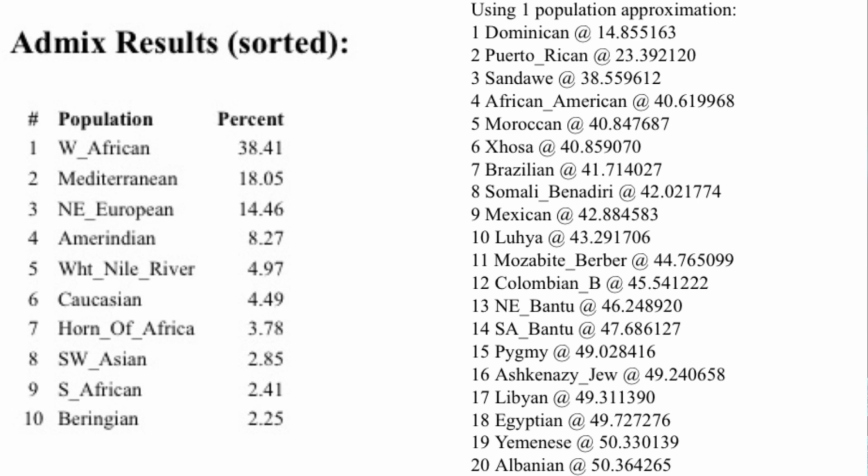Which I'm not going to dive deep into, but my grandmother is half Black, half Nicaraguan, and as you can see with her one population approximation, like me, she got Dominican as her first match, Puerto Rican as her second match, and then African American as her fourth match. And then if you go down, she got Mexican as number 9, but it makes sense with her being half Nicaraguan because Mexicans and Central Americans can be pretty similar.